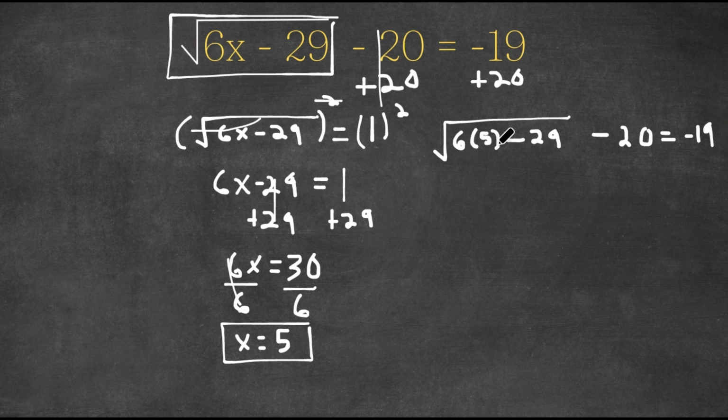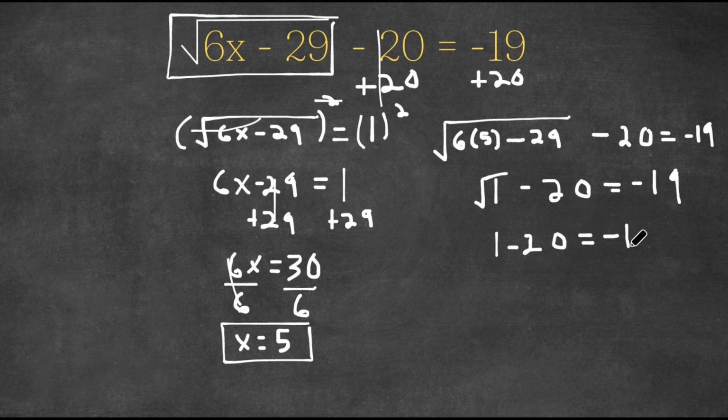Now 6 times 5 is 30, and 30 minus 29 is 1. So we have the square root of 1 minus 20 equals negative 19. Now the square root of 1 is 1. So we have 1 minus 20 equals negative 19, and 1 minus 20 is negative 19. So we have negative 19 equals negative 19. And because this is right, we know that our solution is x equals 5.